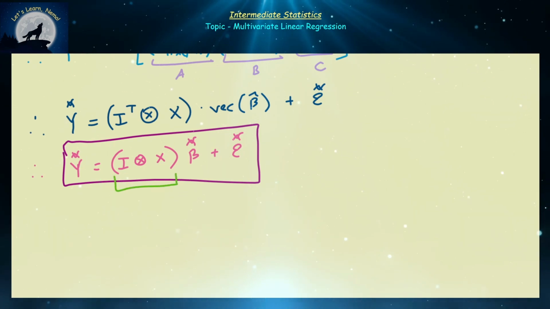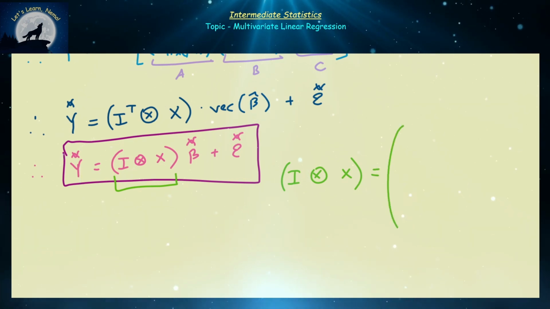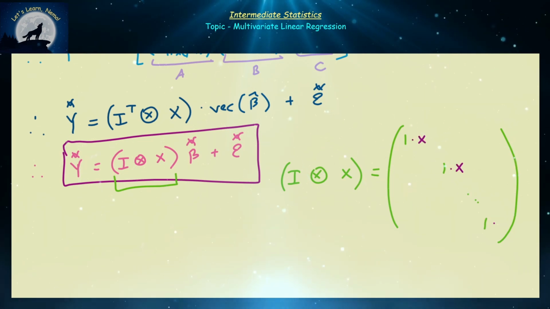We're going to be taking the identity matrix Kronecker product with x. Keep in mind, the identity matrix has 1 on the diagonals and 0 everywhere else. So we're going to have 1, 1, all the way down to 1, and then we're going to take x and just multiply it by those scalars.